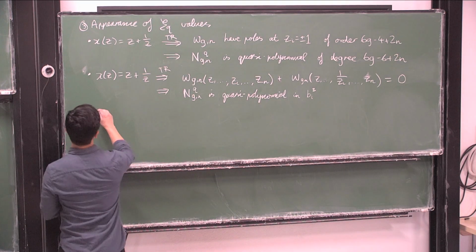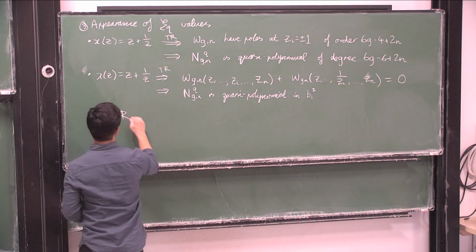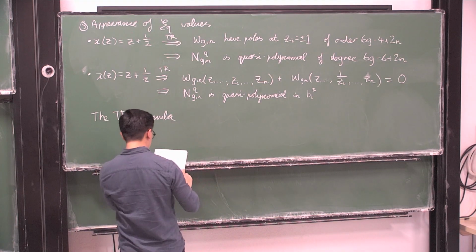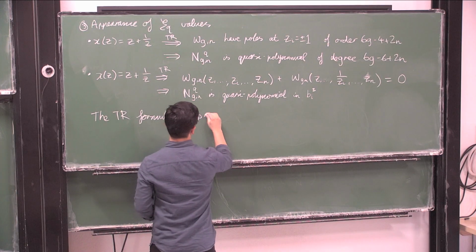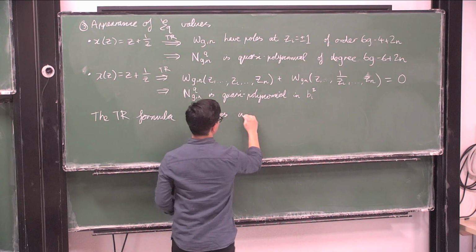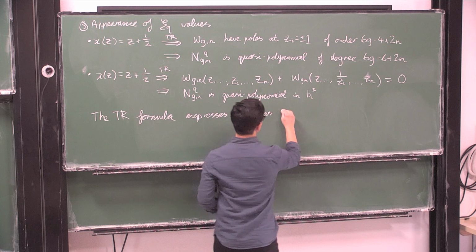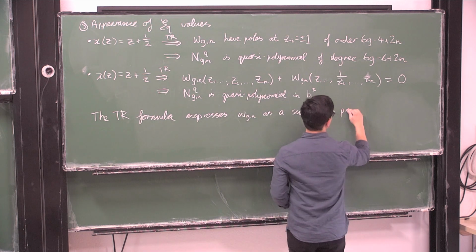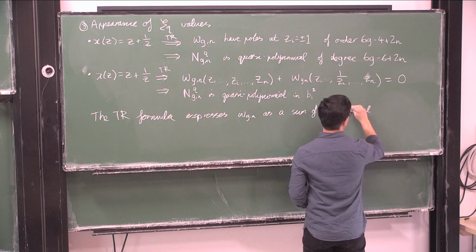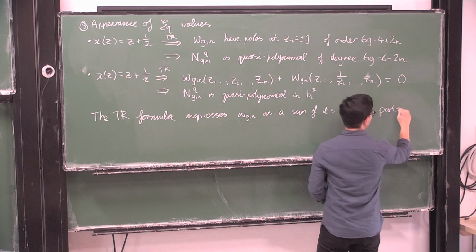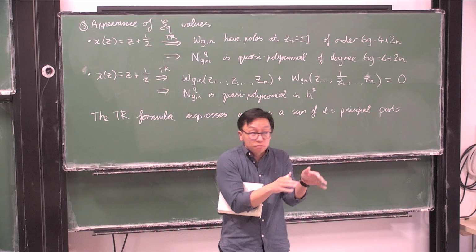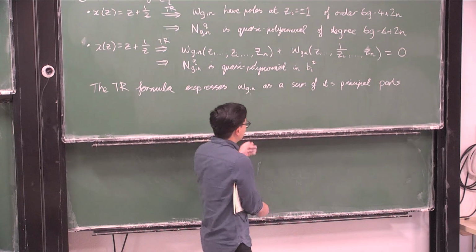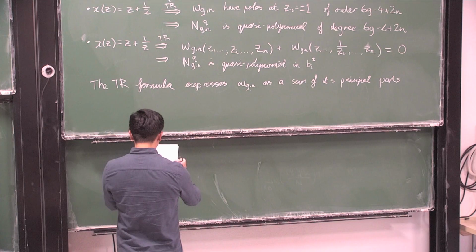Okay, so what I want to say is that the TR formula, I'm not going to write down the whole formula, but I'll write down most of it. I'll just say it expresses each of these differentials as a sum of its principal parts. Principal parts meaning you look at the poles and you take the polar parts. At every pole, you get a little polar part. You sum them all up, you get omega g,n.